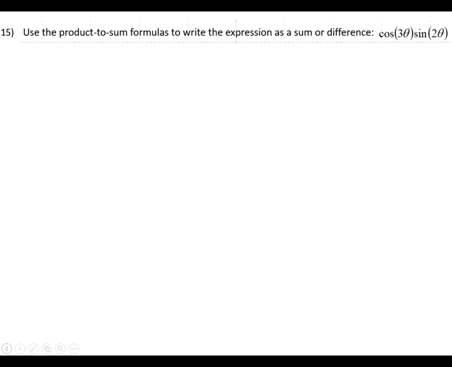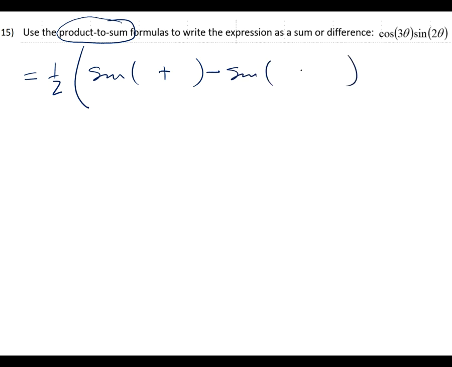All right, so on 15, where are we going to read? What heading are we going to read under on our charts? Product to sum. All right, so we're going to go to the product to sum. We're going to read the formula. What's the formula? 1/2, and then for cosine times sine, what operation in the middle? Addition after the sine is, and then sine, and in parentheses, subtraction. Okay? And then what do I do with these guys? Plug them in there, plop them in, right?